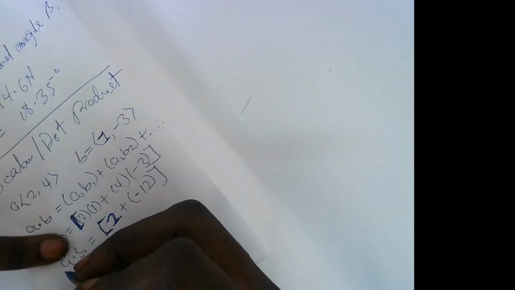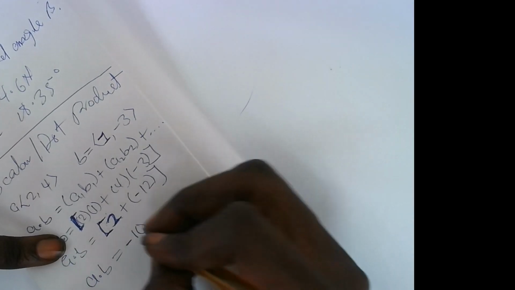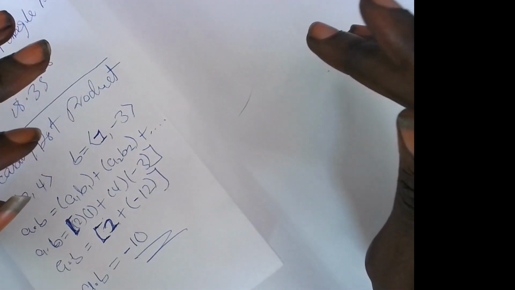Okay, so this is what I'm going to have. Now A dot B is going to be negative 10. You see that the negative 10 it gives me is a single value which denotes magnitude. There is no direction to it, hence the name scalar, giving it the name scalar product. Okay, so this is one method.